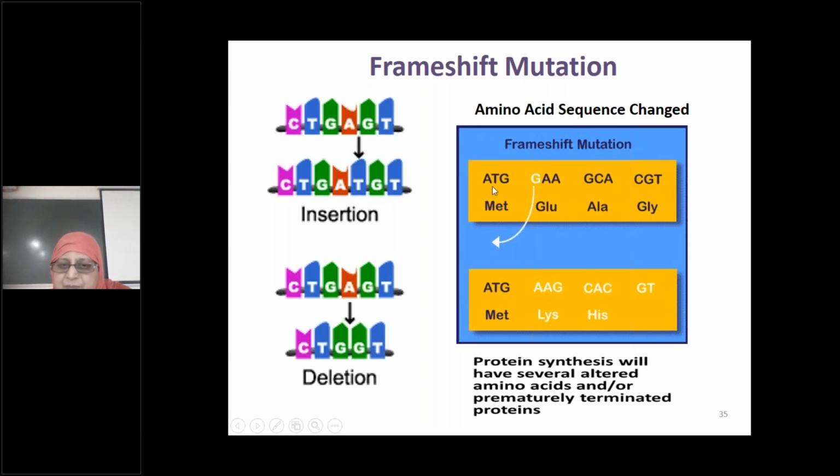Previously it was ATG coding for methionine, GAA for glutamic acid, GCA for alanine, and CGT for arginine. Suppose this G is deleted. What will happen? The reading frame changes. So now this GAA will become AAG, because the reading frame brings one base from the next codon into this frame. It will become AAG, and this will become CAC, and this will be GT. If this is the last sequence, one base is less over here. So instead of glutamic acid, you will have lysine. Instead of alanine, you have histidine. That means the amino acids will be changed in this frameshift mutation, and the protein synthesized will have several altered amino acids, or it may be a prematurely terminated protein.